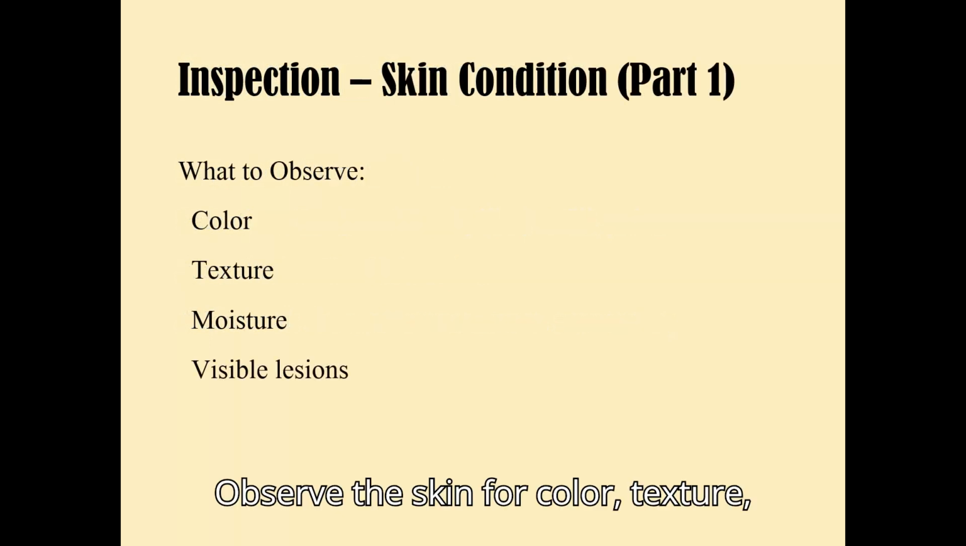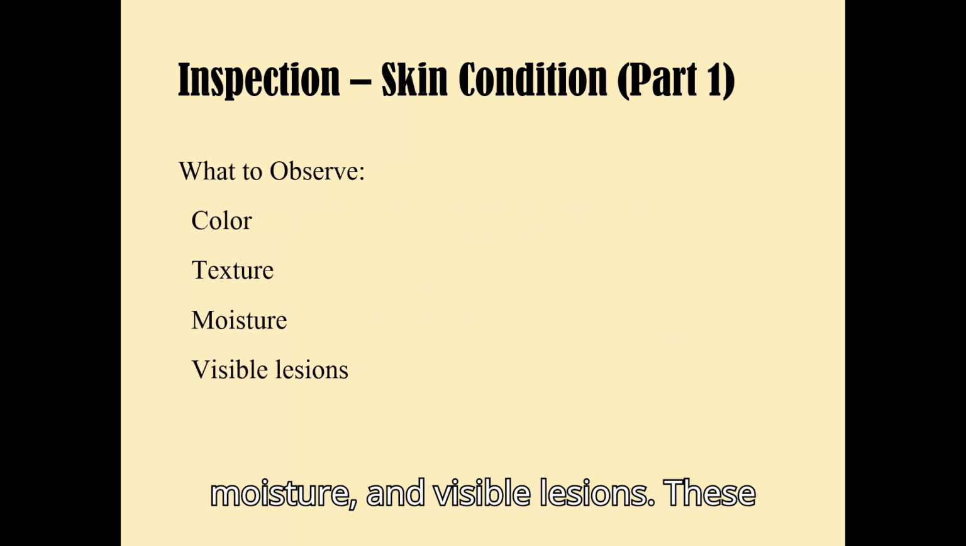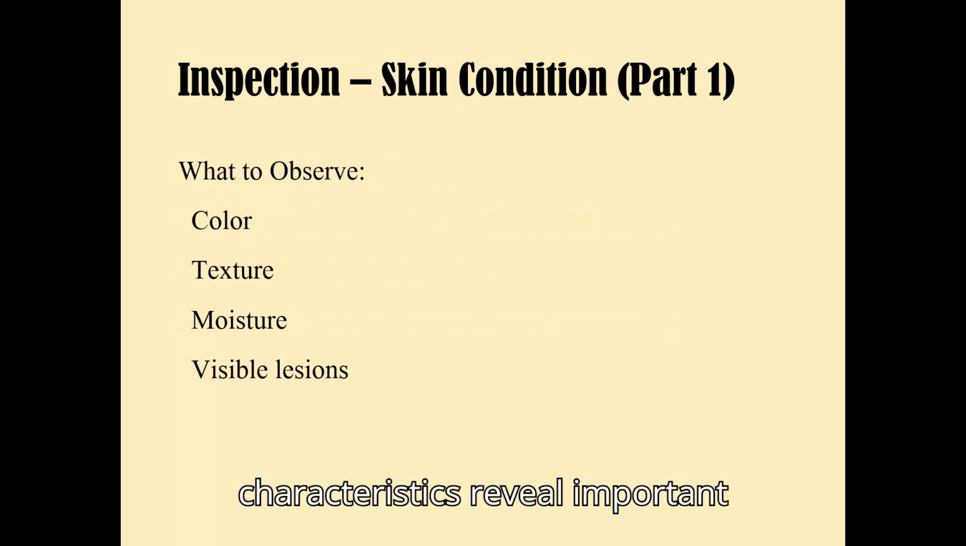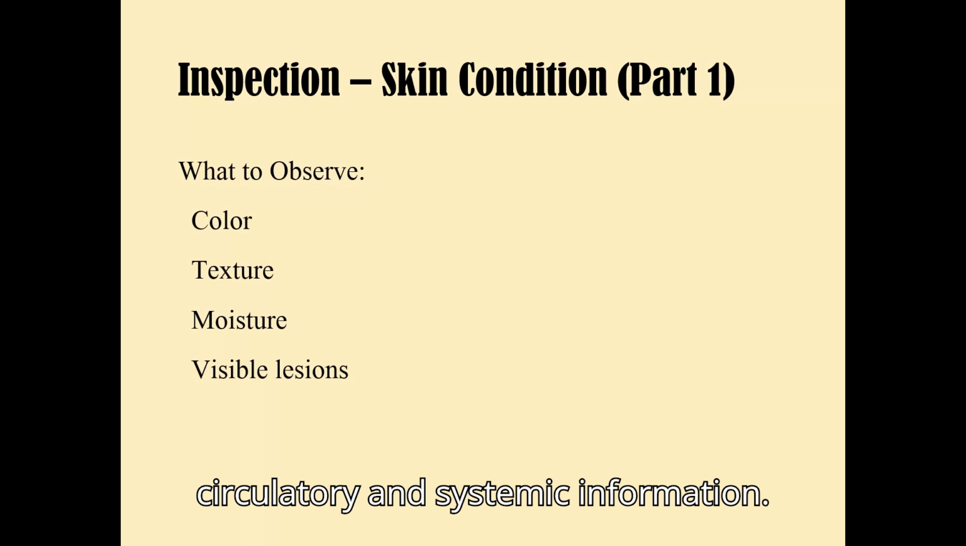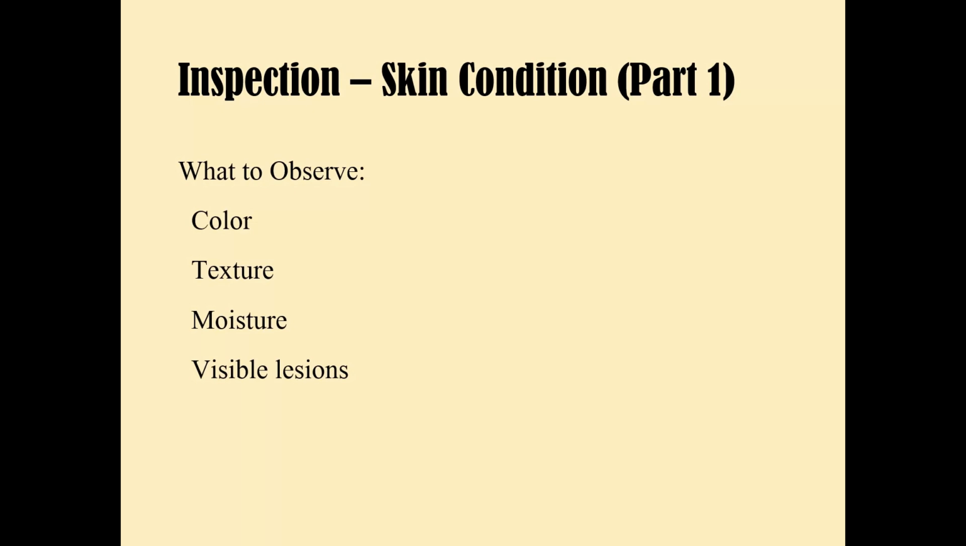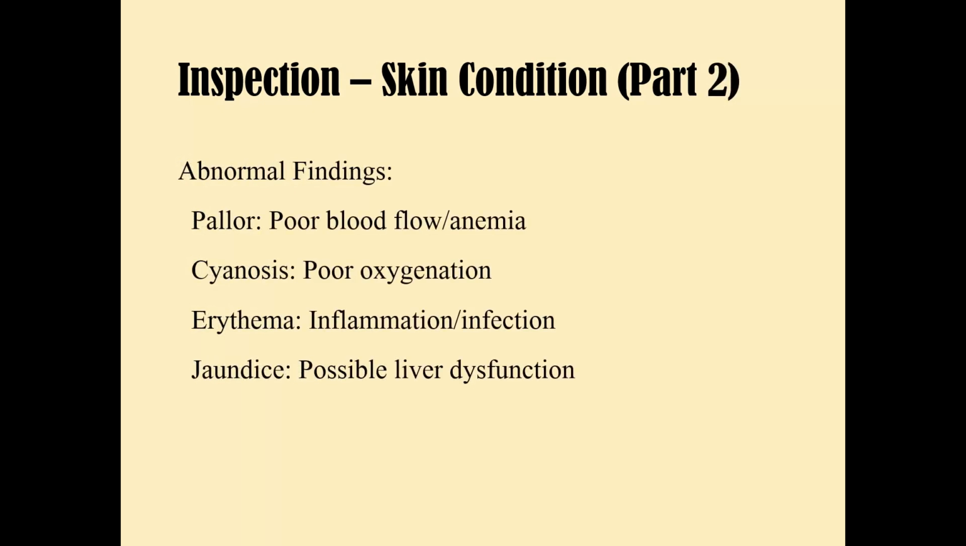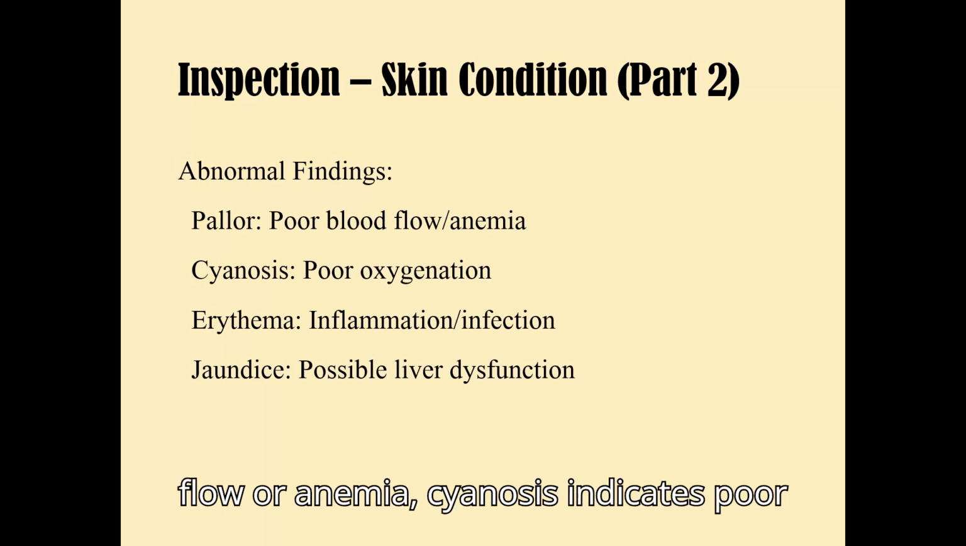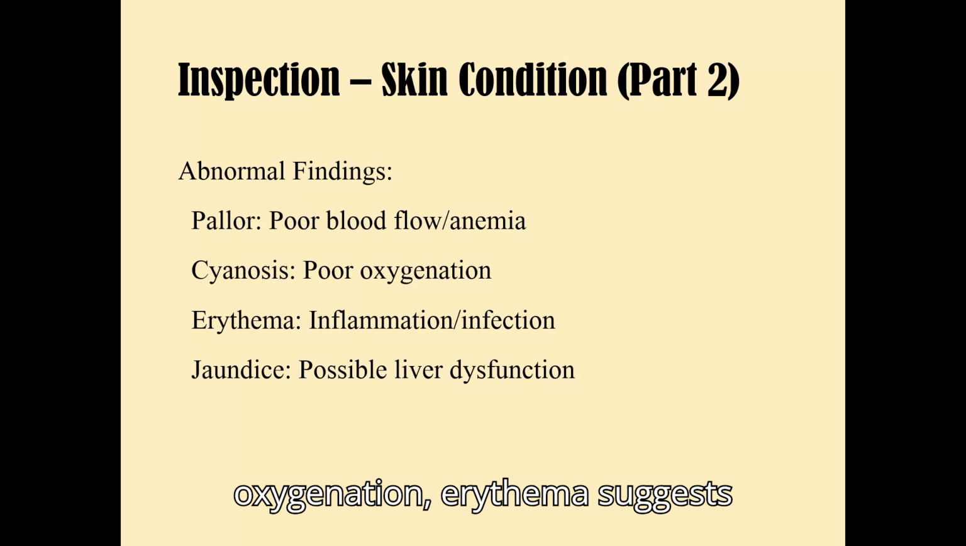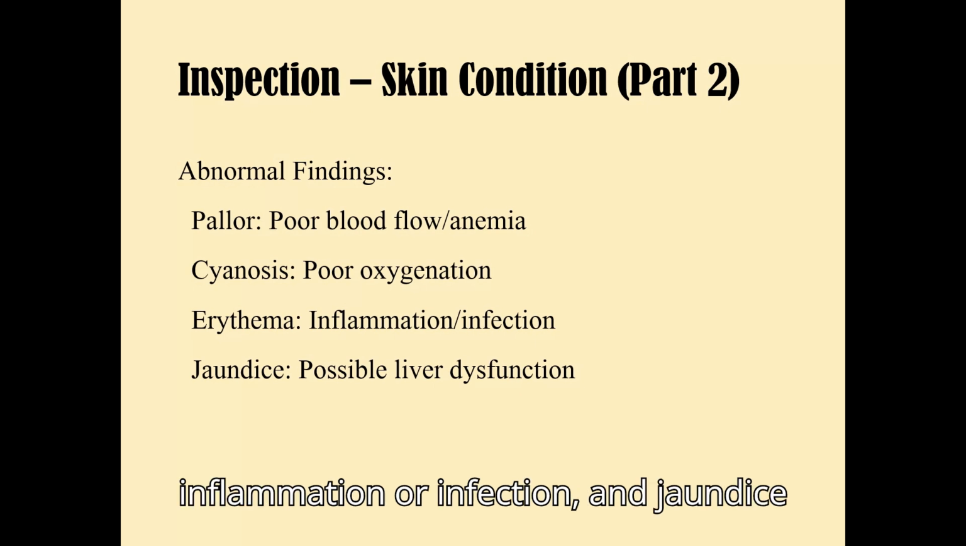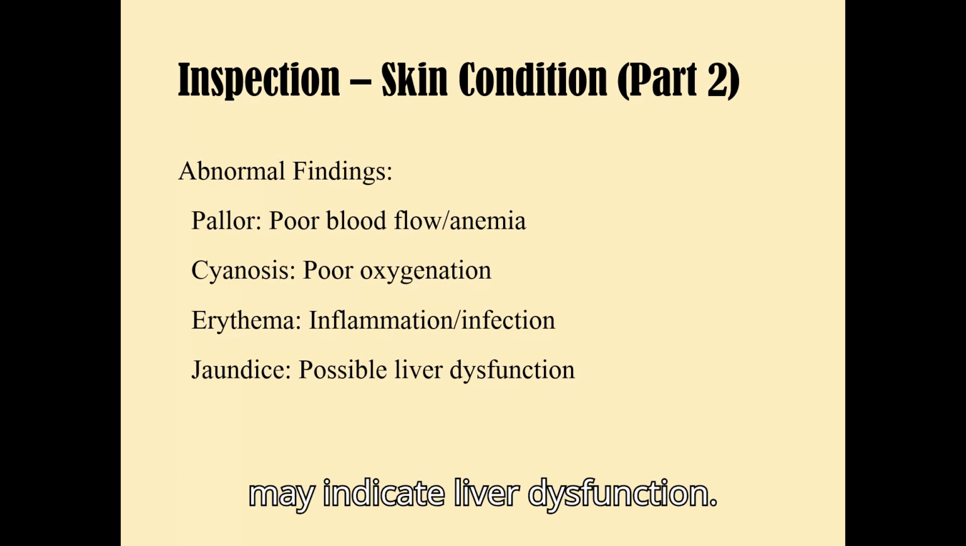Observe the skin for color, texture, moisture, and visible lesions. These characteristics reveal important circulatory and systemic information. Recognize that pallor suggests poor blood flow or anemia. Cyanosis indicates poor oxygenation. Erythema suggests inflammation or infection, and jaundice may indicate liver dysfunction.